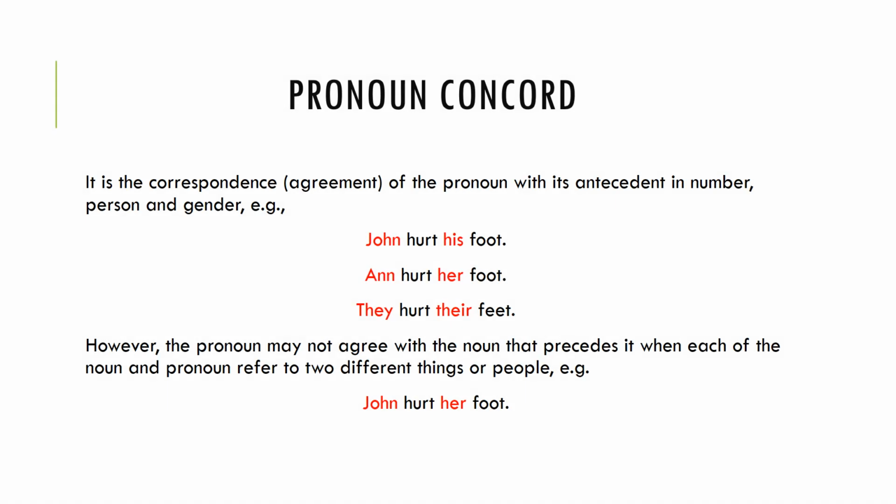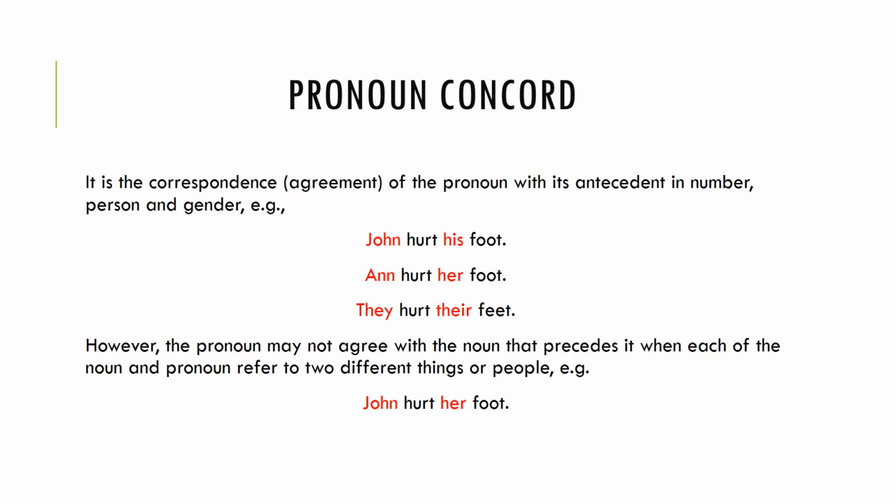The last type of concord is called pronoun agreement, or pronoun concord. It is defined as the correspondence or agreement of the pronoun with its antecedent in number, person, and gender. So what does antecedent mean? It means the noun that comes before it. If the pronoun that we are using in the middle of the sentence refers back to the noun that comes before it, you have to make sure that this pronoun agrees with that noun in number, person, and gender.